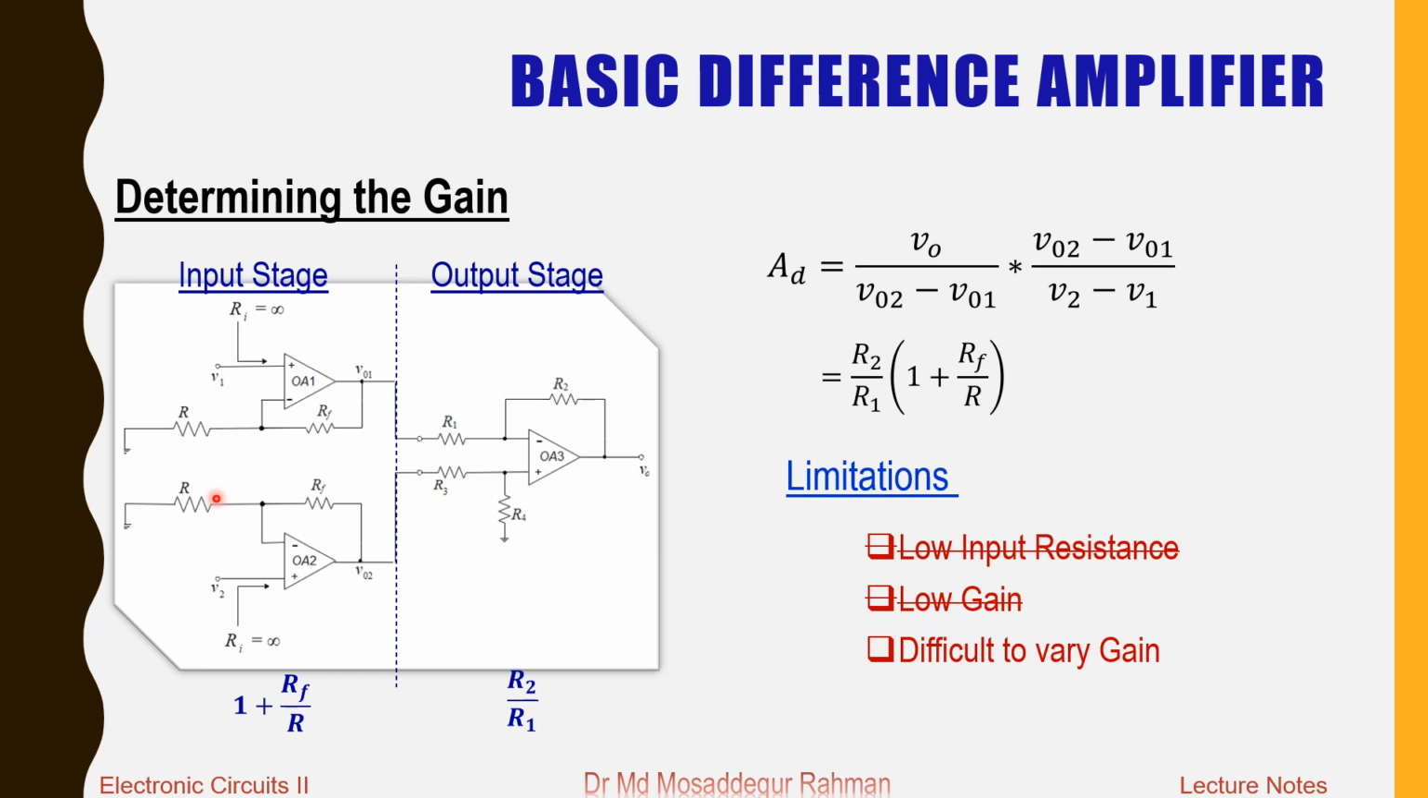So that difficulty still remains, because if you want to vary the gain by varying R, then you need to vary these two R's at the same time. Or if you want to vary the gain by varying RF, then you also need to vary these two RFs together. As we have mentioned before, it is very difficult to vary the two resistors while maintaining the same value for those two at the same time. So the third difficulty still remains, and next we'll see how we can overcome this difficulty in varying the gain for the difference amplifier.